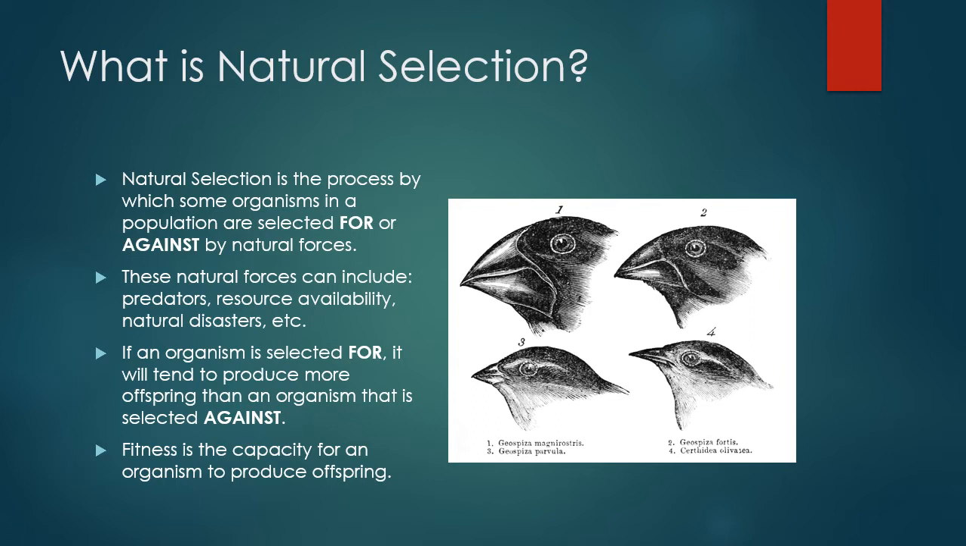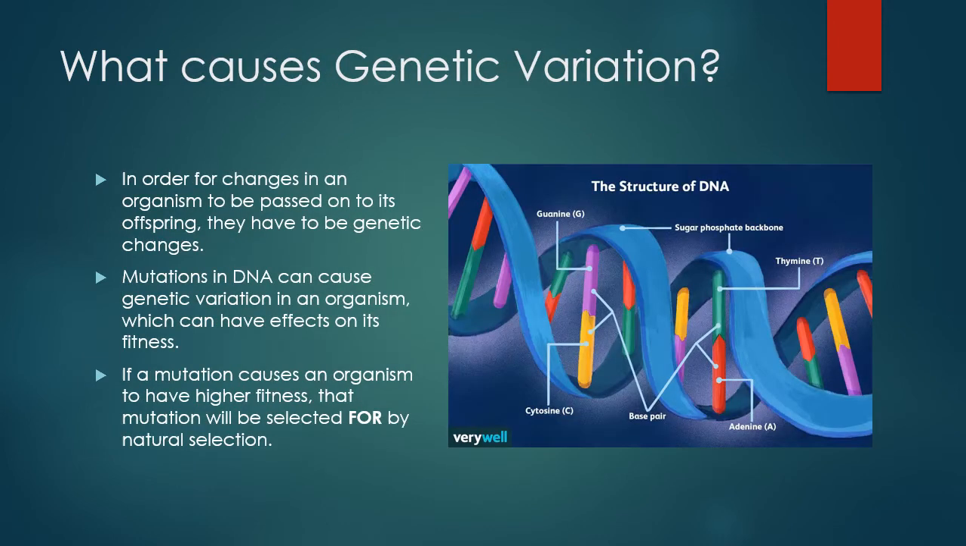If an organism is selected for, it's going to tend to produce more offspring. In this case, with number 1, that population of birds, the birds with the larger, thicker beaks were better able to eat whatever food they ate than the birds with the smaller beaks in that area. And so the birds with the smaller beaks were selected against. But in the case of bird number 4, the population in that area, smaller beaks were selected for. And so the birds that survived, we would say, had a higher fitness. They survived long enough to be able to produce offspring.